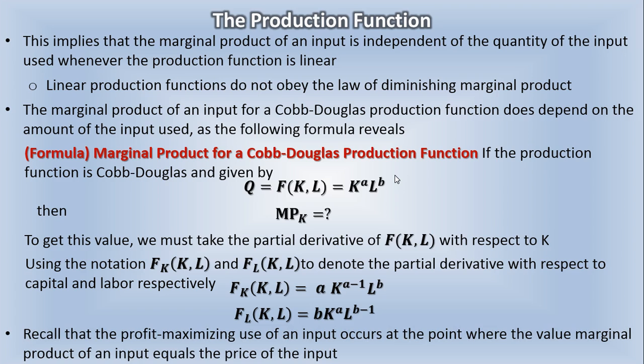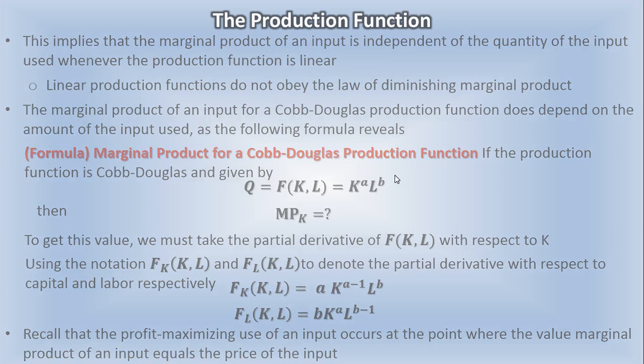So recall that the profit maximizing use of an input occurs at the point where the value of marginal product of an input is equal to the price of the input, which for labor is the wage. For capital, the price of capital, we assume it to be the rental rate. It's called the rental rate of capital. So labor has a price, which is the wage. Capital has a price, which is the rental rate.